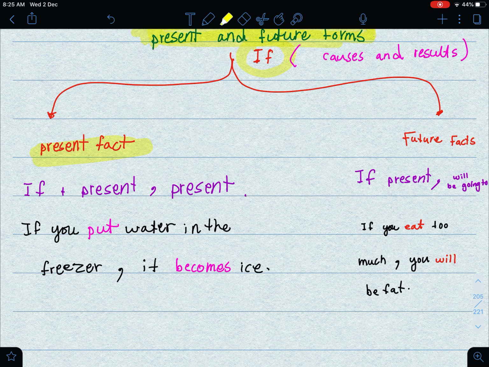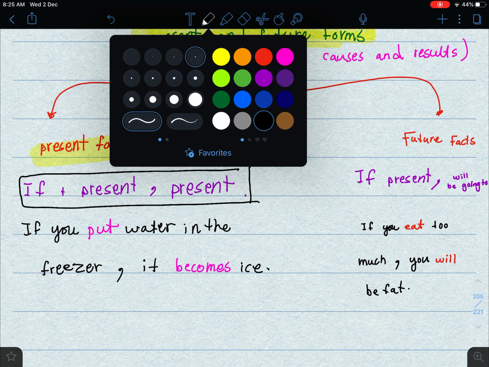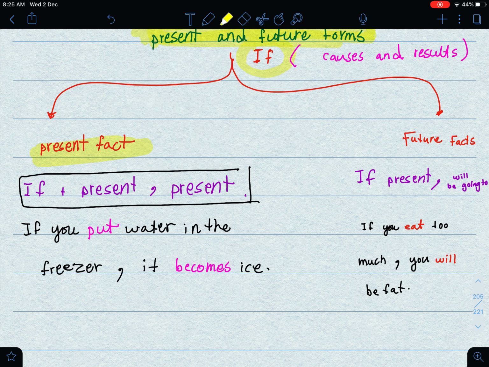طبعا I do it now, I do it in the future, I do it in the past, حقيقة دائما, okay. So التكوين حقه يتكون من if وبعدها يكون الفعل في البريزنت والsecond clause يكون في البريزنت. If you put water in the freezer, it becomes ice. So if you put water, okay, so here put, okay, in which tense? In the present.